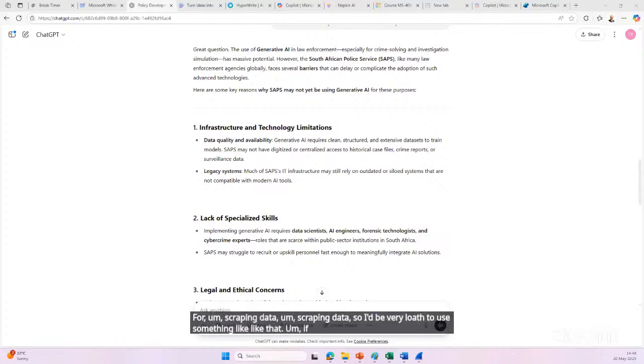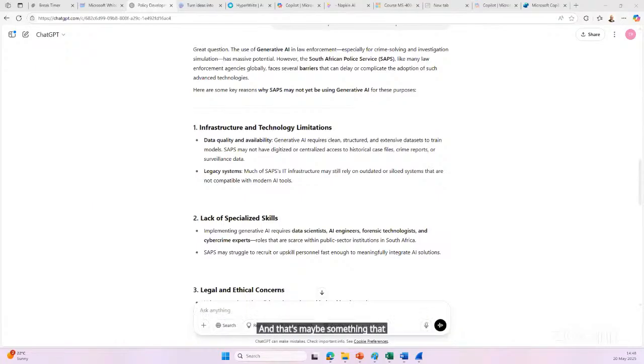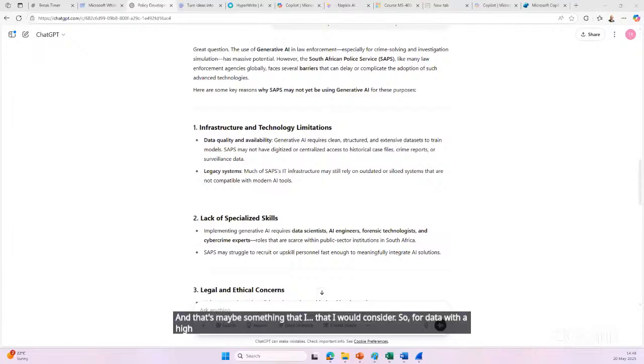If it's a paid service, and I know the service encrypts data at rest and in transit, then that's maybe something that I would consider. So for data with a high degree of privacy and a high degree of security associated with it, I would certainly try my best to steer clear of too many free services.